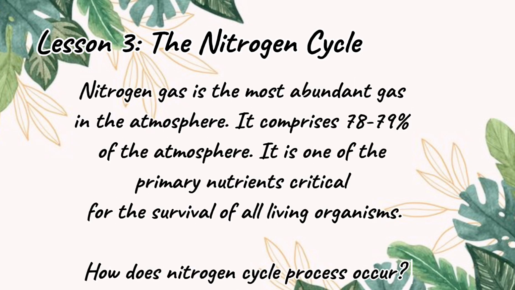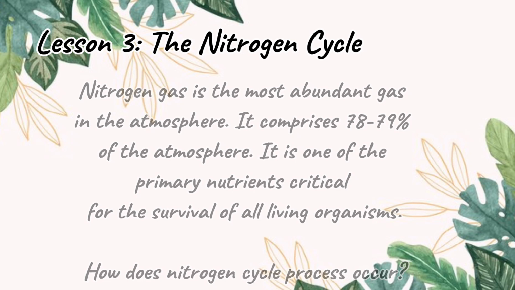Nitrogen gas is the most abundant gas in the atmosphere. It comprises 78 to 79% of the atmosphere. It is one of the primary nutrients critical for the survival of all living organisms. How does the nitrogen cycle process occur?